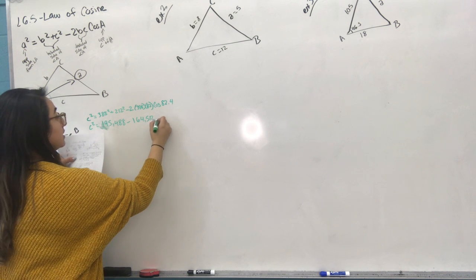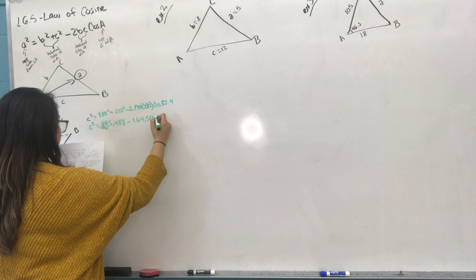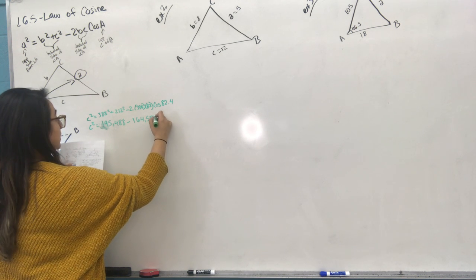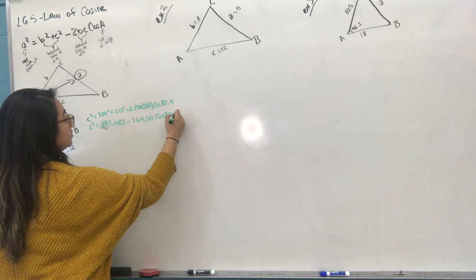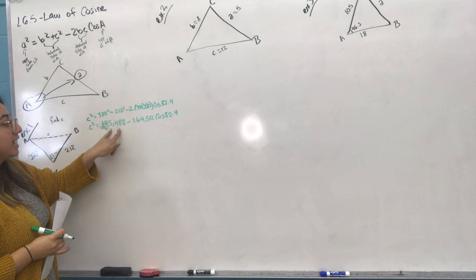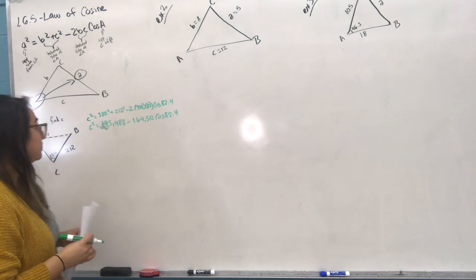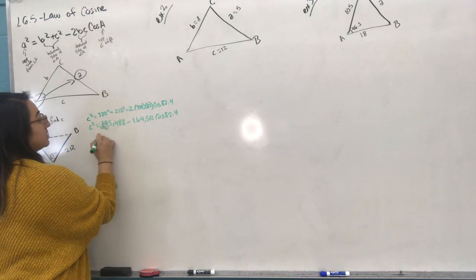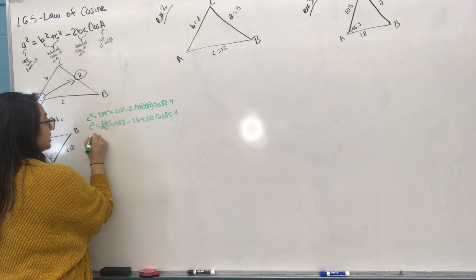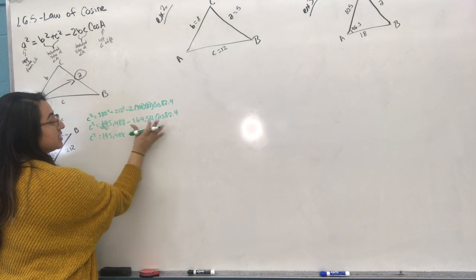And then I did the cosine of 82.4. So this squared and add it together, I get that. Minus 2 times these numbers, I have that, times the cosine of 82.4. Now, I go ahead and simplify from this section here. So c squared is equal to 195,488 minus this whole thing.